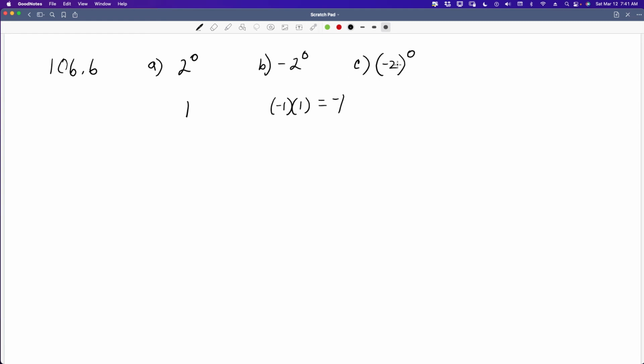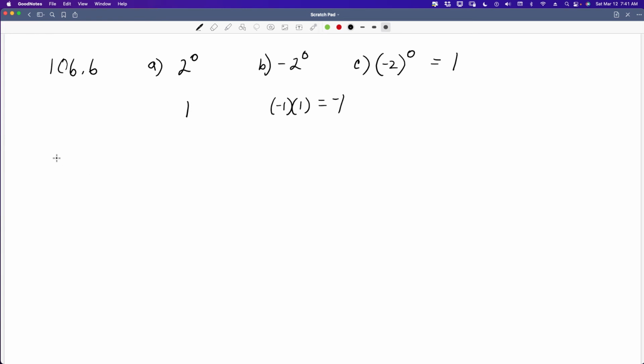But here in C, it is. The 0 is on the outside of the parentheses, so the negative is included. So when we have a negative 2 or any negative number inside parentheses with the 0 on the outside, that's going to equal 1, because it doesn't matter if it's negative. All right? The exponents have canceled each other out, and they balance and are now equal to 1.